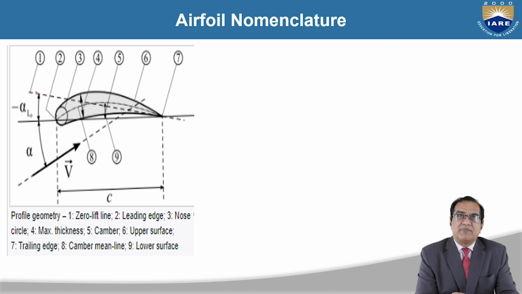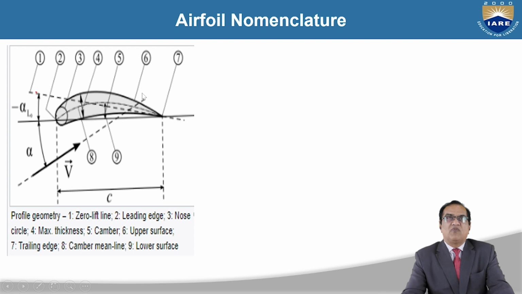4 is the maximum thickness. This, where you have the maximum distance from top to bottom, is called the maximum thickness. 5 is the camber. This is the distance from this line to the chord. It is called the maximum camber. 6 is the upper surface. 7 is the trailing edge here. This is the trailing edge.